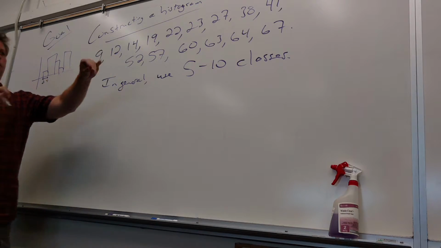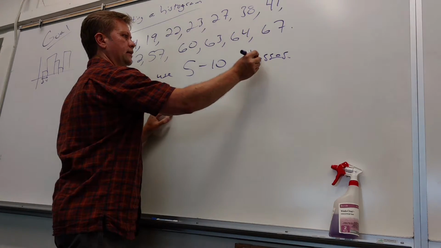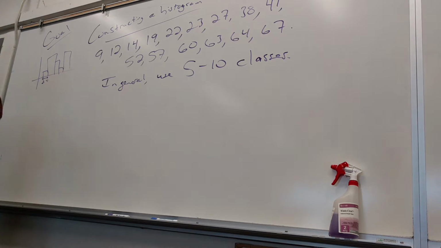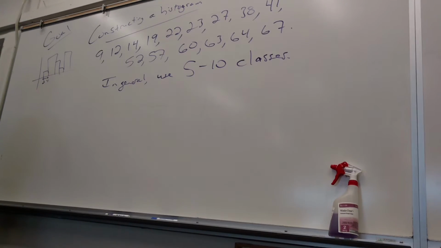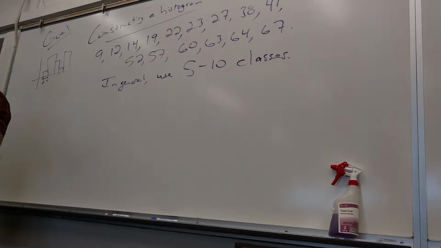Use 5 to 10 classes. The smaller the data set, the fewer classes you want to use. So we're normally going to use 5, 6, 7. I'm not going to give you 800 data points. There's no point to that, right? Okay. Sort these.